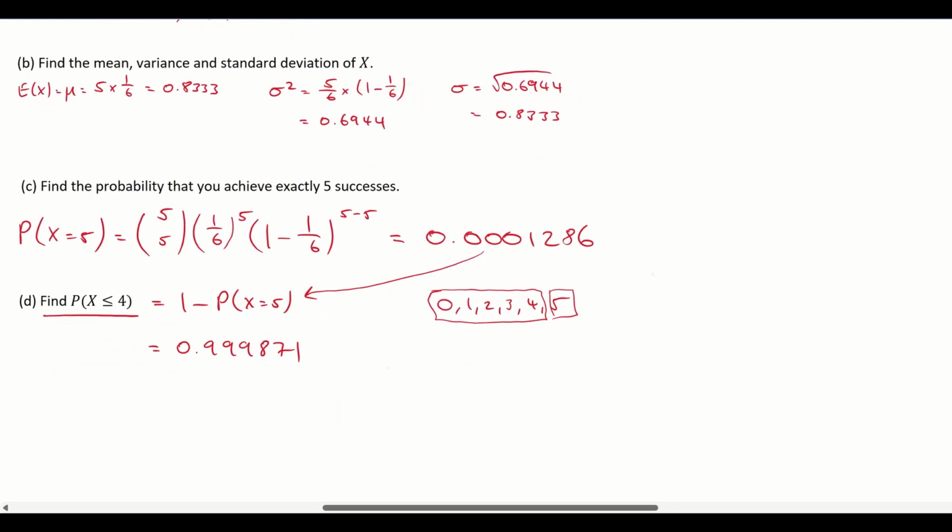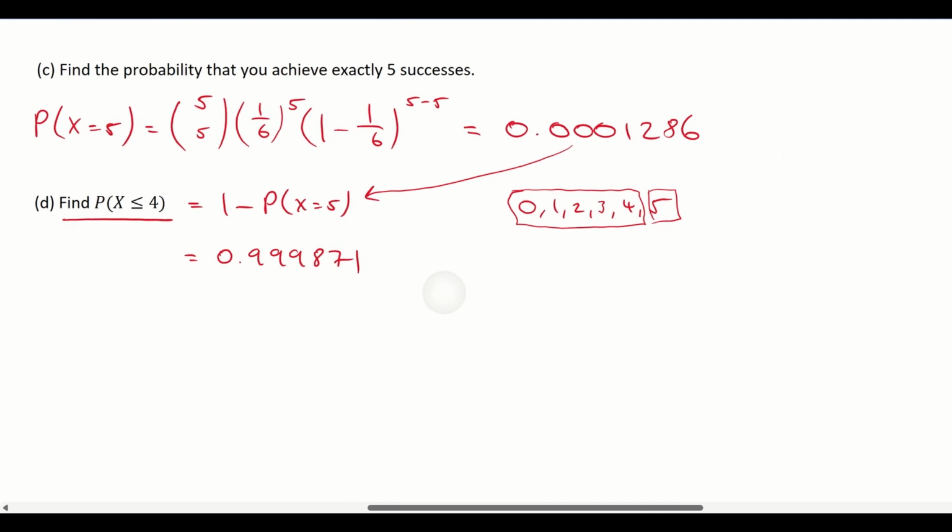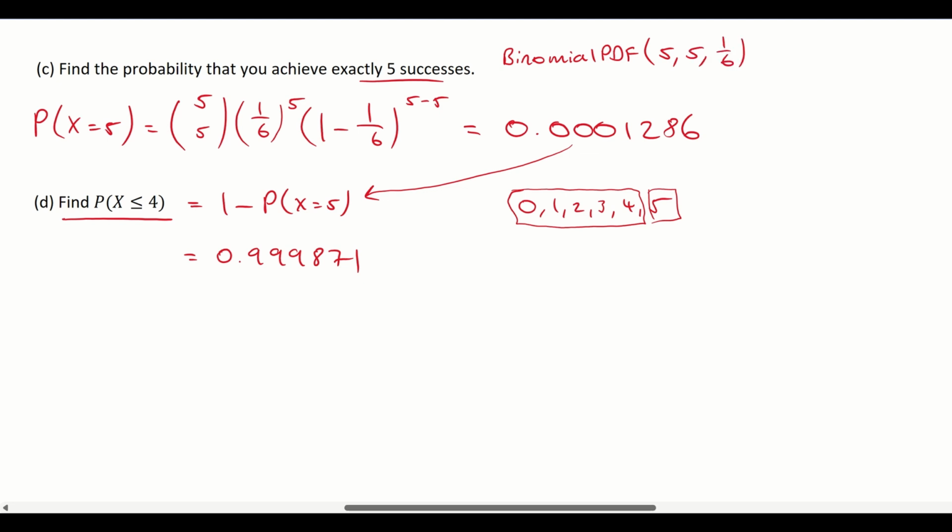Alternatively, remember, if you have the binomial PDF calculator or a CDF calculator, whether it's on a ClassPad or a computer or something, if we wanted exactly 5 successes, then we say binomial PDF. Now we want exactly 5 successes. The number of trials we do is 5, and the probability of a success in each trial is 1/6, and that will yield us this number here.